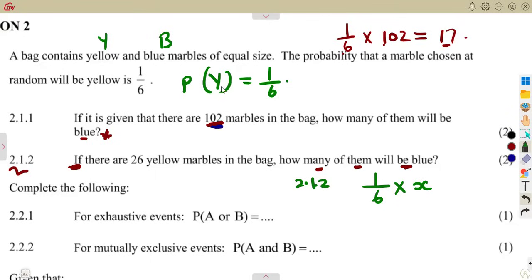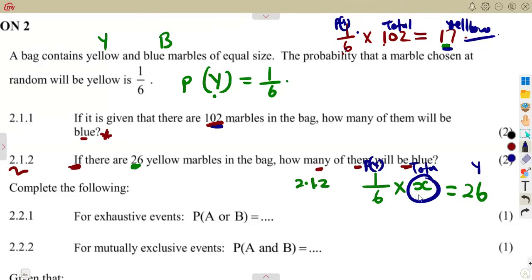But what we understand is that if we multiply 1 over 6, the probability of yellow, by the total, we must get the number of what? The yellow, just like what we had getting 17. But this time we must get 26 yellow balls. Just like what we had, 1 over 6 times 102 gives us 17. The probability of yellow times the total is giving us the yellow marbles.